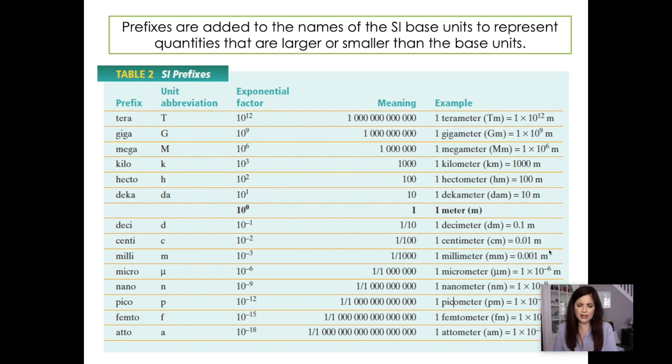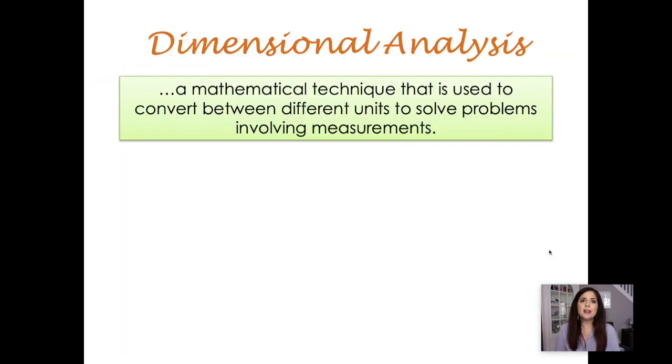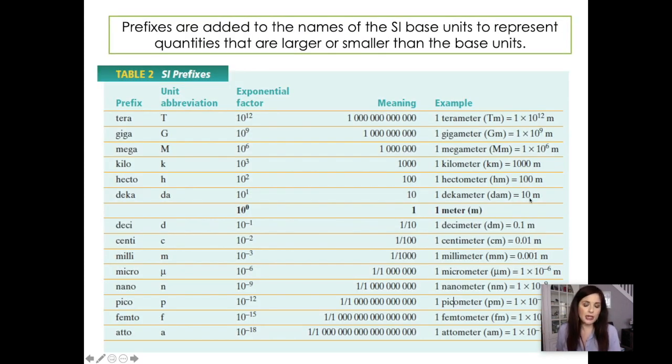I just talked about dimensional analysis, but what is it? Well, dimensional analysis is a mathematical technique that's used to convert between different units to solve problems involving measurements. So sometimes you might be given the measurement of something in one unit, and you don't need it in that unit. You need it in a different unit in order to perform a calculation. So dimensional analysis is the technique to convert one unit into the other, using these right here usually.